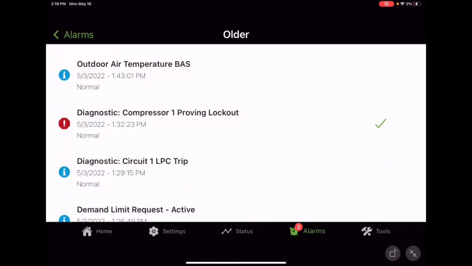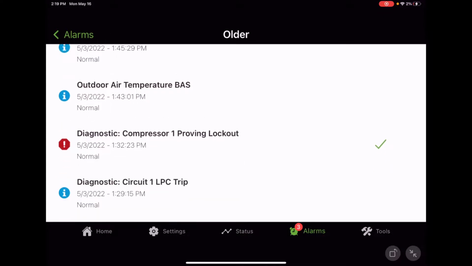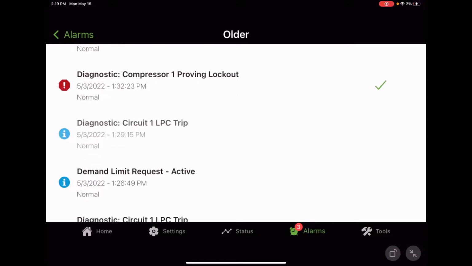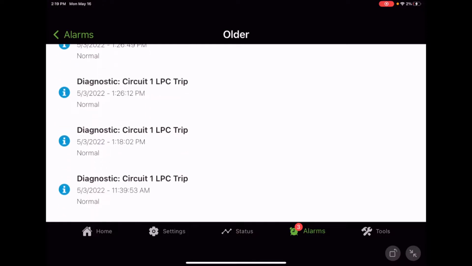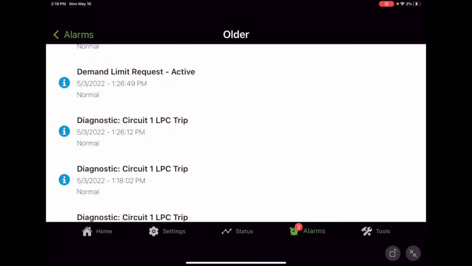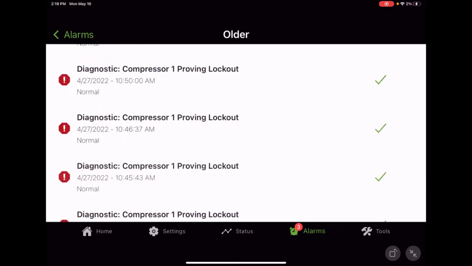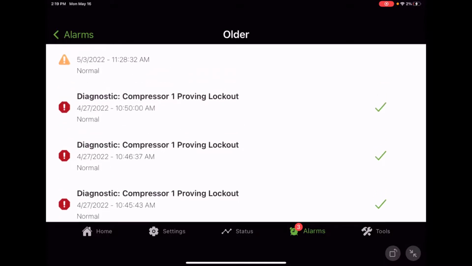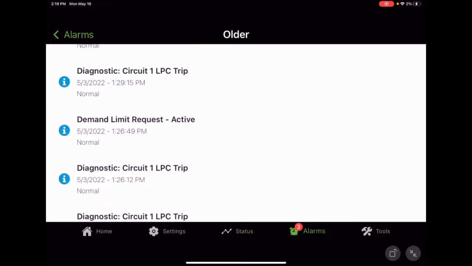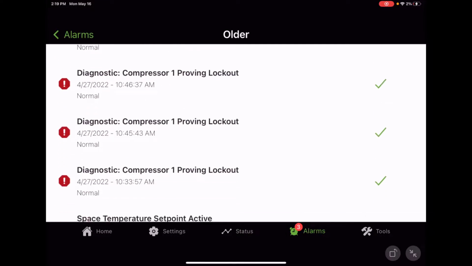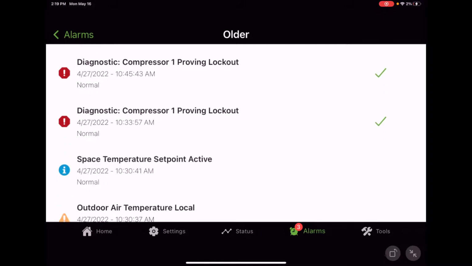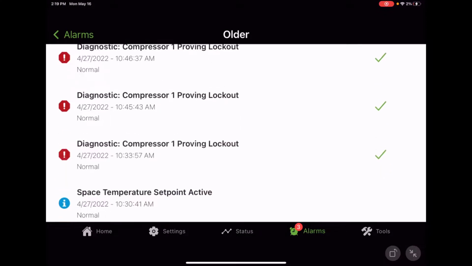There's that diagnostic compressor 1 proving lockout on May 3rd. We see a green check mark. That means it has been acknowledged. And then we've got some demand limit requests. We got some more of that low pressure going back to normal. Here's these proving lockouts. Well, that low pressure control, what do we got going on, or why was that proving lockout not making on April 27th?